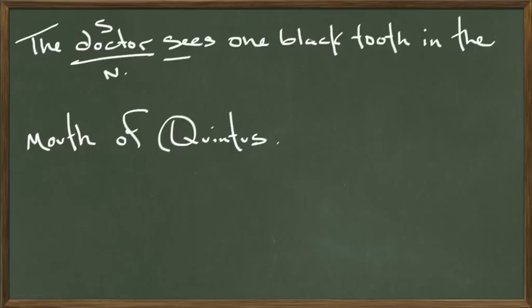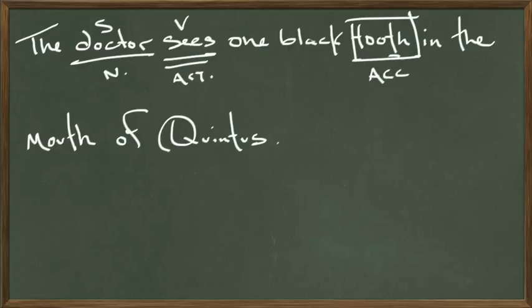What is he doing, or what's the action? He sees, that's the verb, it's an active verb because the subject is performing the action. What does he see? He sees a tooth. The tooth receives the action, so it's a direct object. I always put direct objects in boxes, and it goes into the accusative case.